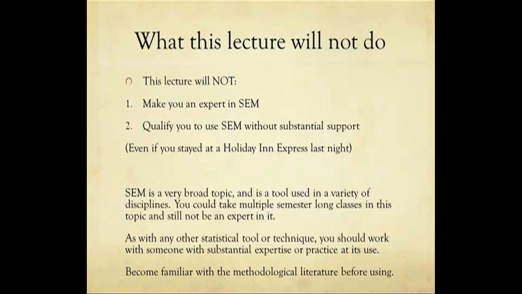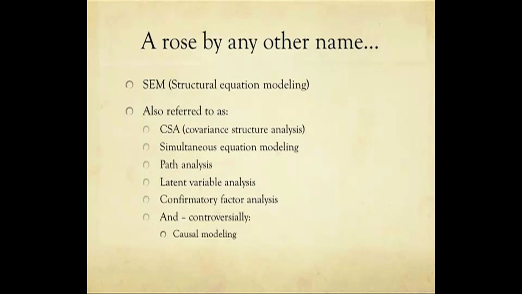As with any other statistical tool or technique, you should work with someone with expertise or practice in its use, and you should always become familiar with the methodological literature before using it. So with those disclaimers in mind, I'm going to start talking about it now. So SEM, structural equation modeling, is also referred to by a bunch of different names, such as CSA, which is covariance structure analysis, simultaneous equation modeling, path analysis, latent variable analysis. You can also do confirmatory factor analysis with it, and controversially, causal modeling.